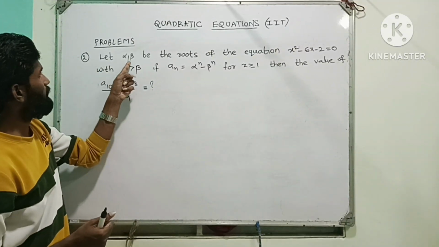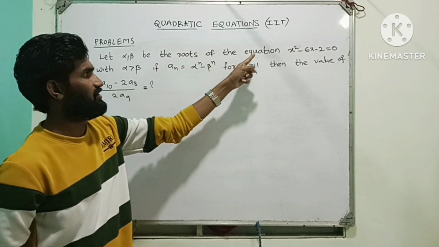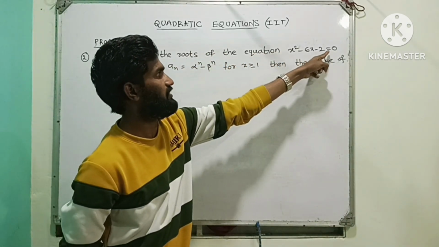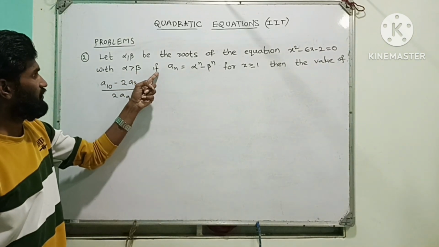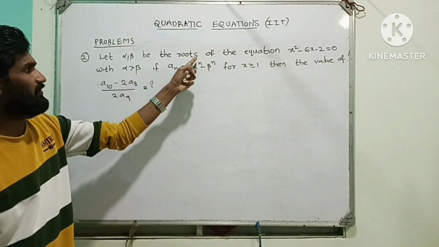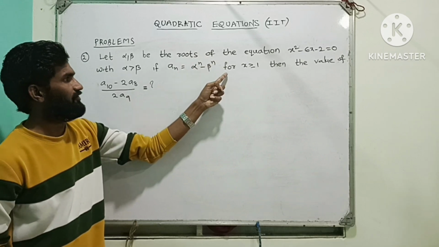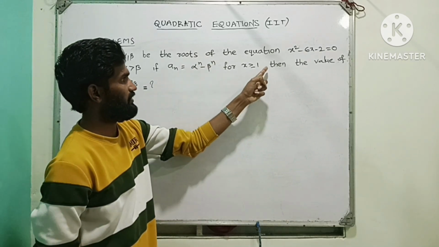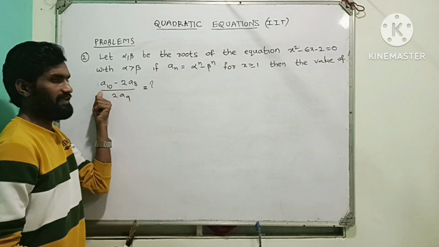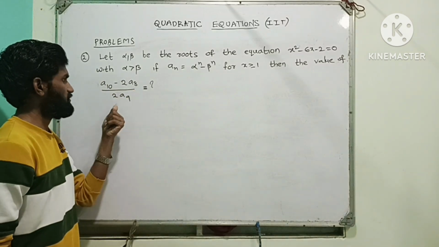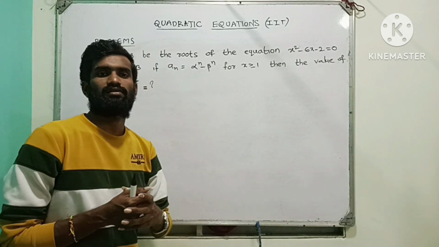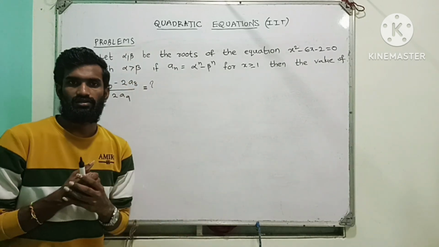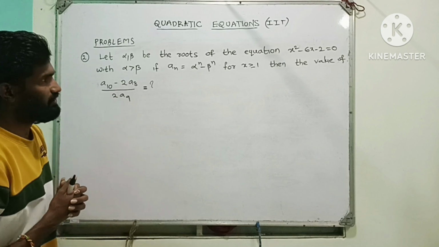Let alpha, beta be the roots of the equation x square minus 6x minus 2 equals 0, with alpha greater than beta. If an is equal to alpha power n minus beta power n, for n greater than or equal to 1, then find the value of (a10 minus 2a8) by 2a9. This is a previous mains question. Okay, now how to solve this one?